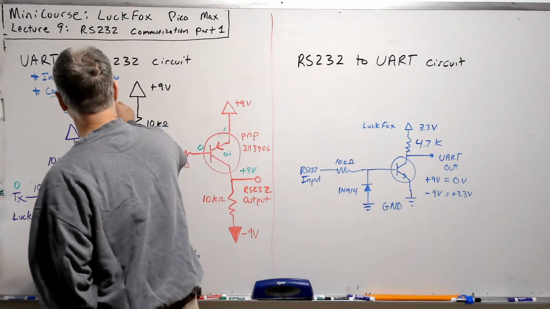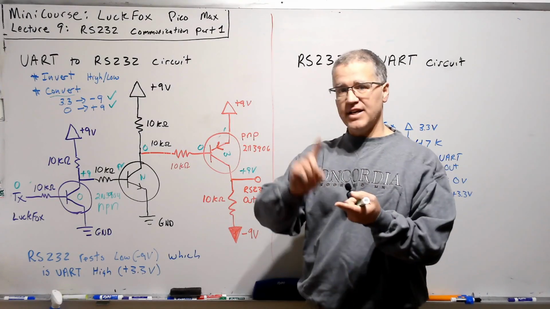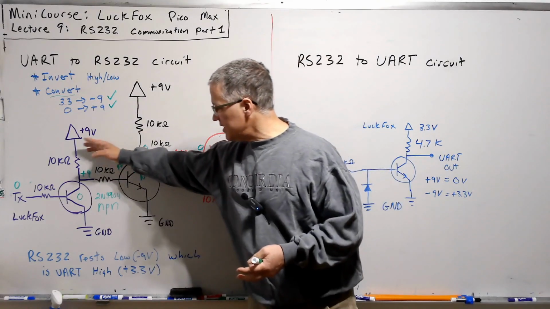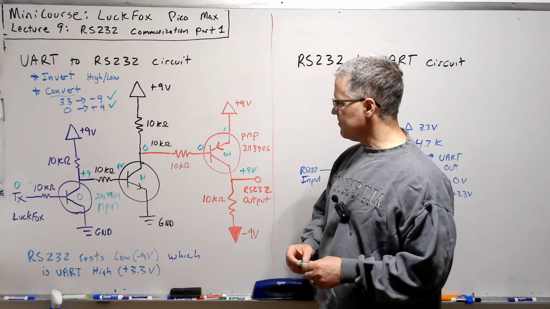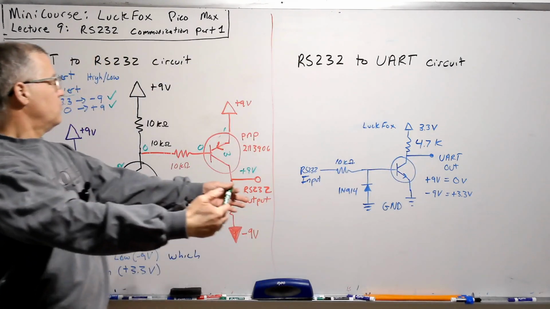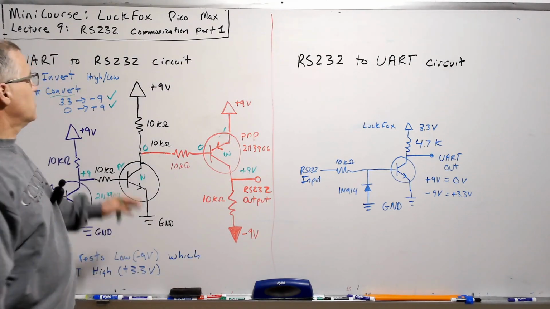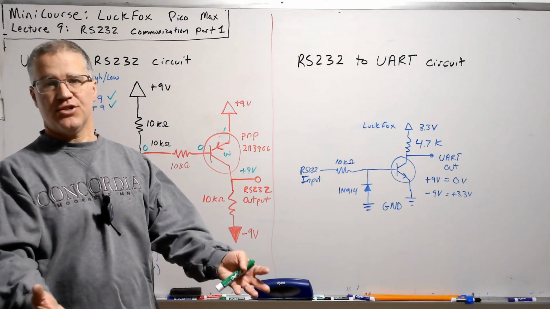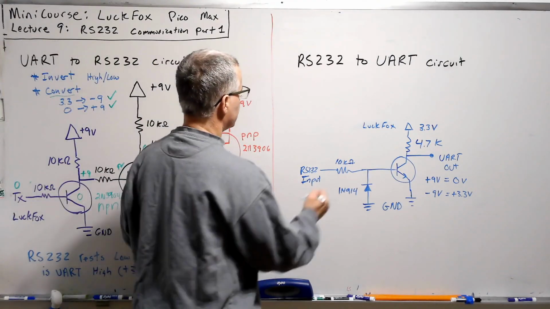And so we have got the right logic here. So we have done an invert. So we've done a conversion. So these are the conversion, and this is the inversion step. Okay, so that is the UART to RS232. So our TX line coming from the LuckFox will go through this circuit, and then you've created basically an RS232 TX line. Okay, so now let's go the other way.